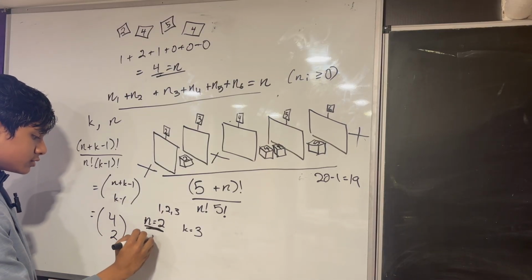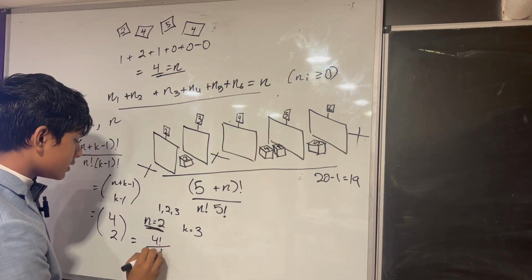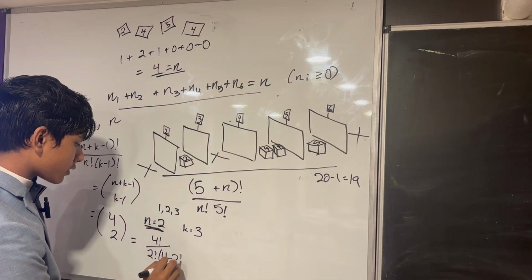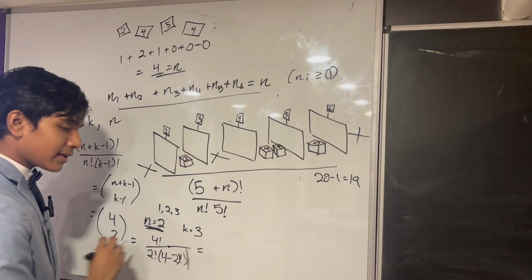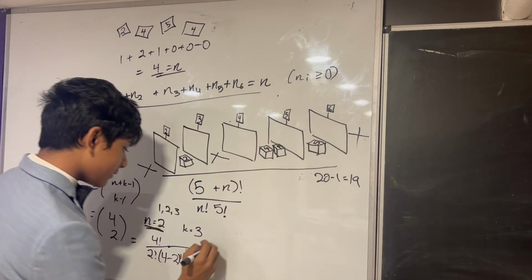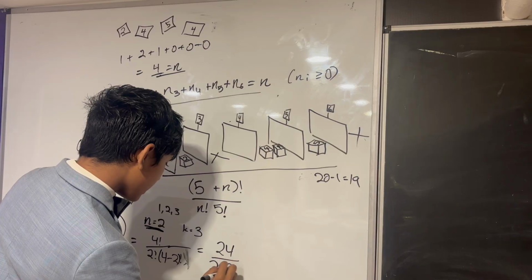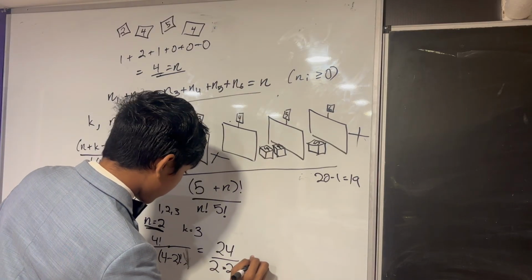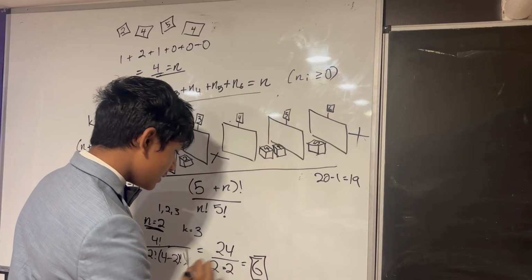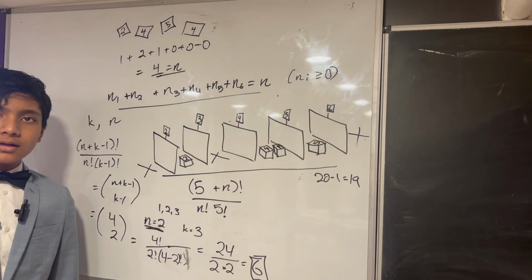And what's 4 choose 2? Well, it's 4 factorial over 2 factorial times (4 minus 2) factorial. Try evaluating this yourself, but it gives you 24 over 2 multiplied by 2, which is equal to 24 over 4, which is 6. The exact same number that we got earlier by manually counting.